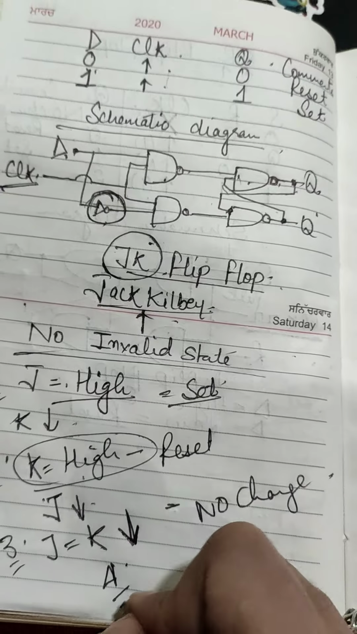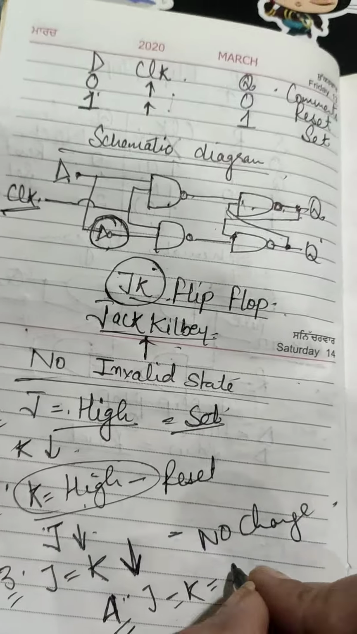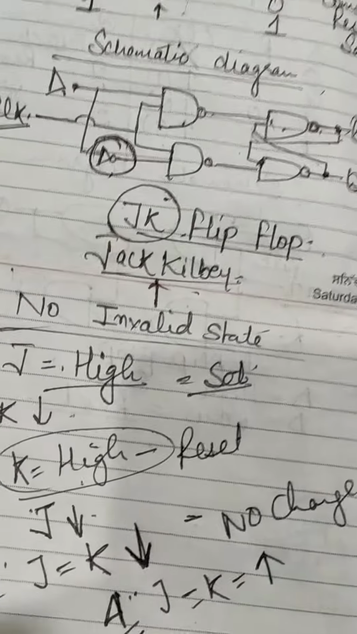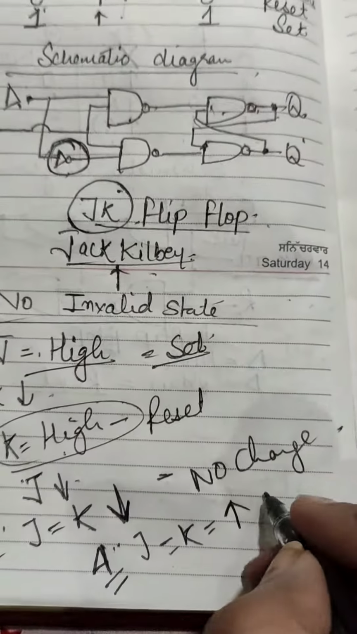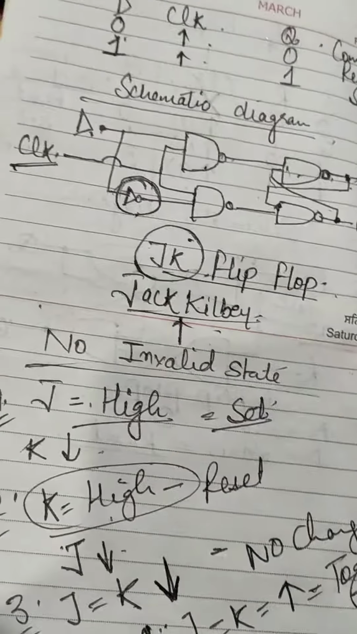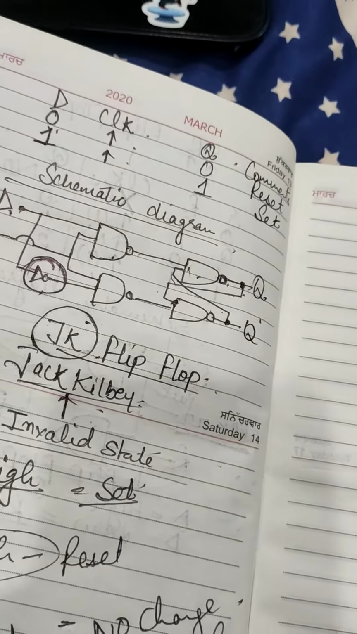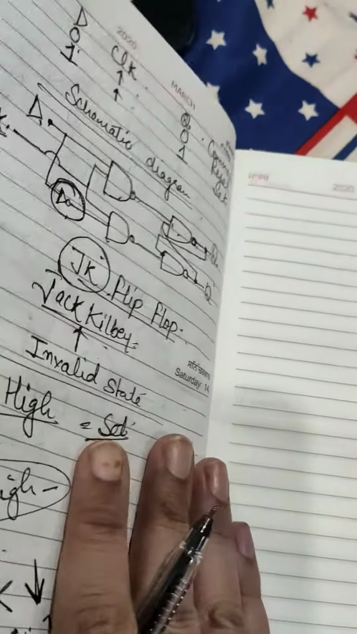In the fourth and most important case, when J and K both are high, or both are equal to 1, then there is no invalid state here. There is a state which is called the toggling condition. Now what is toggle and what is this situation? This toggle and toggling condition will be explained in the truth table and its schematic diagram. So let's start with the JK truth table and its schematic diagram.